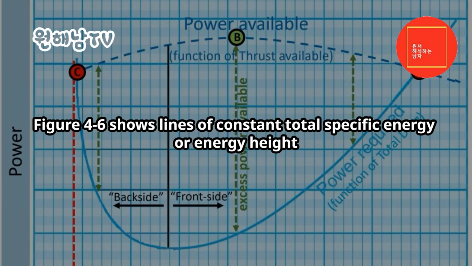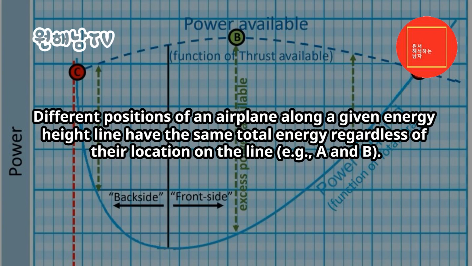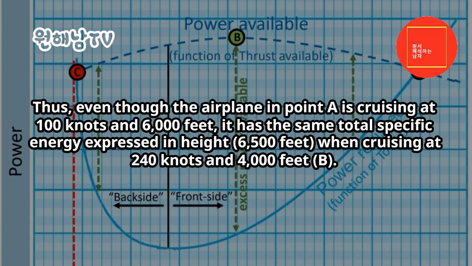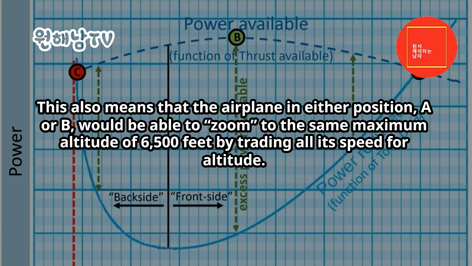Figure 4-6 shows lines of constant total specific energy, or energy height. Different positions of an airplane along a given energy height line have the same total energy regardless of their location on the line, e.g., A and B. Thus, even though the airplane in point A is cruising at 100 knots and 6,000 feet, it has the same total specific energy expressed in height, 6,500 feet, as when cruising at 240 knots and 4,000 feet, B. This also means that the airplane in either position, A or B, would be able to zoom to the same maximum altitude of 6,500 feet by trading all its speed for altitude.